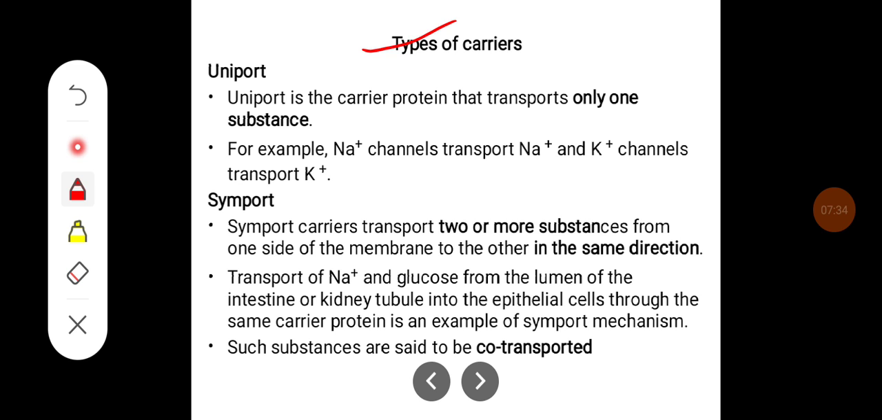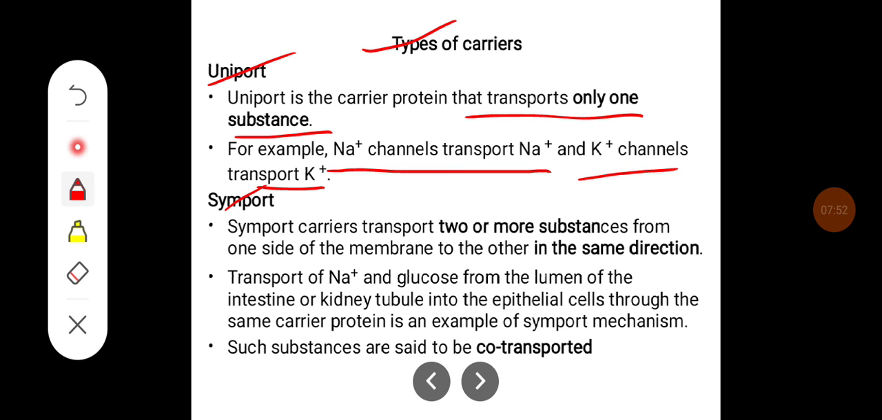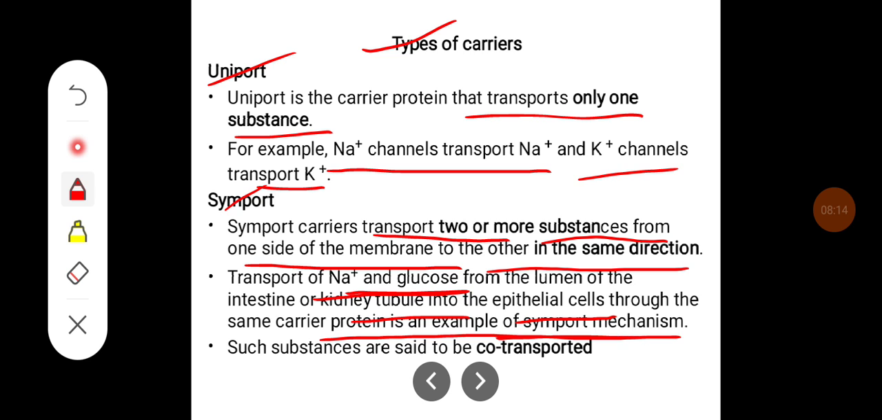There are many types of carriers, which can be uniport or symport. Uniport is a carrier protein that transports only one substance. For example, sodium channel transports only sodium and potassium channel transports only potassium. Symport carriers transport two or more substances from one side of the membrane to the other in the same direction. The transport of sodium and glucose from the lumen of the intestine or kidney tubule into epithelial cells through the same carrier protein is an example of symport mechanism.